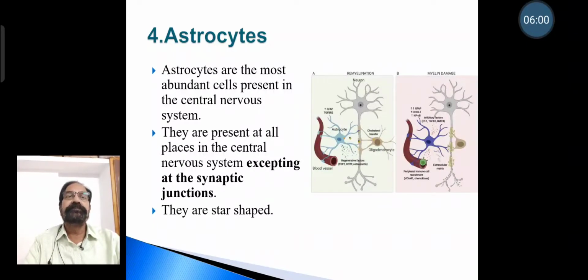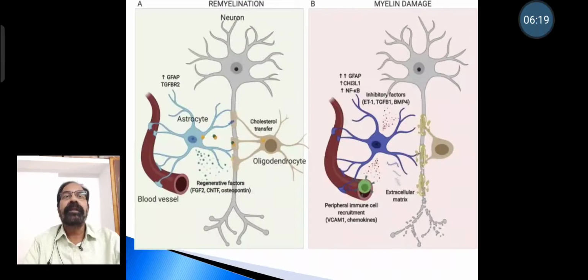Astrocytes. You can see in the picture astrocytes. Astrocytes are most abundant cells present in the central nervous system. They are present at all places in the central nervous system excepting at the synaptic junctions. They are star shaped. And the picture of the astrocyte.